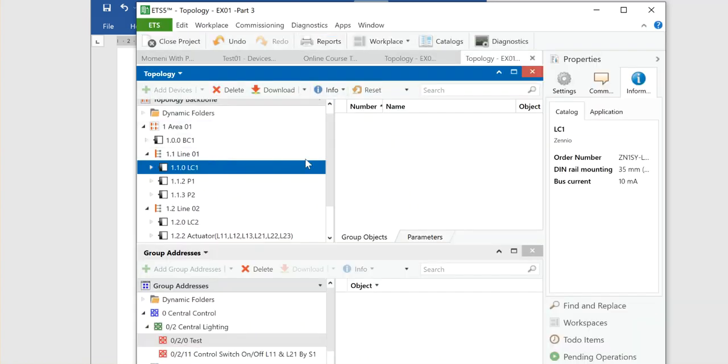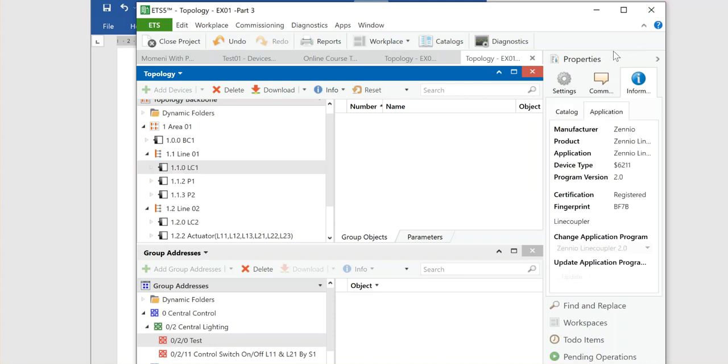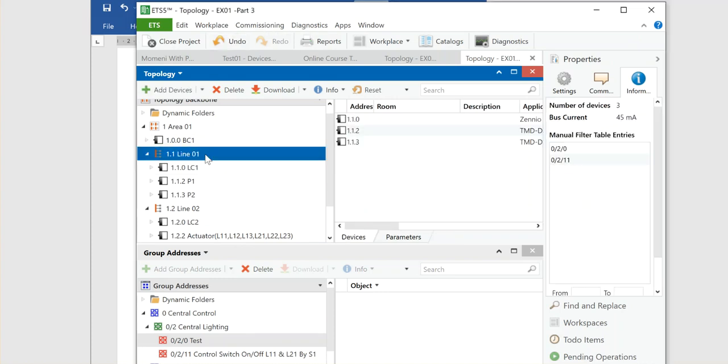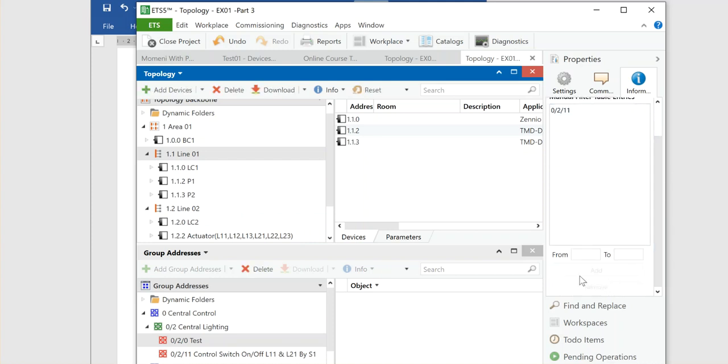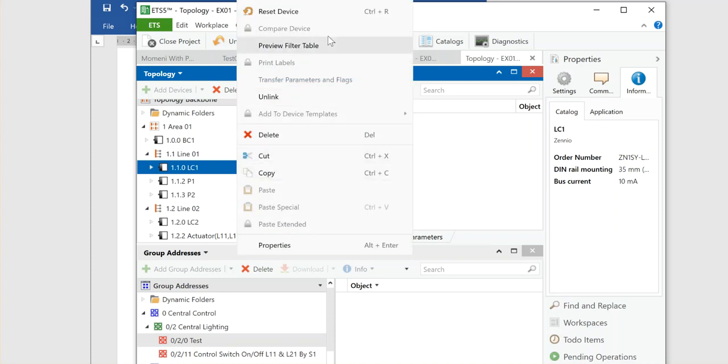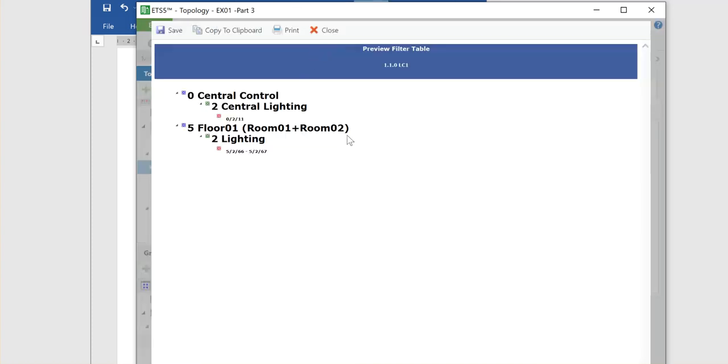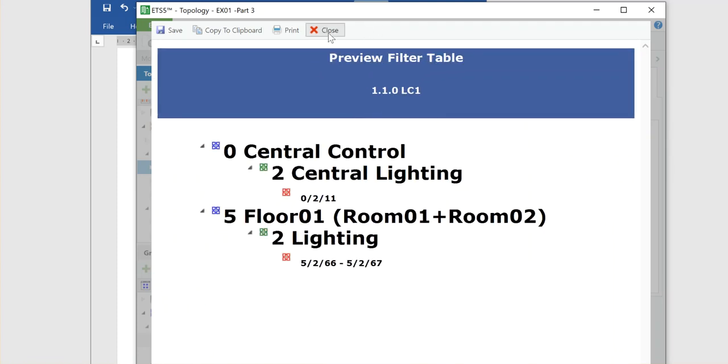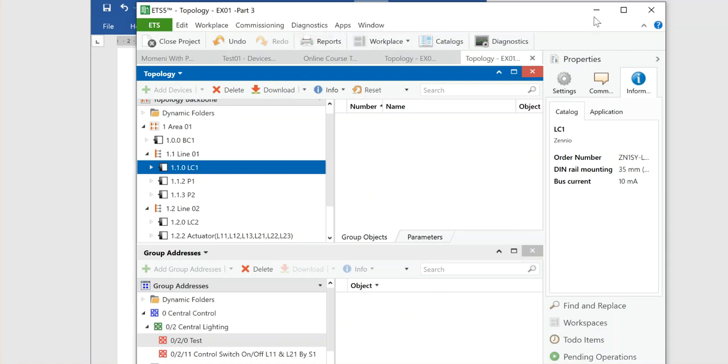You can click it here, come to the right hand side, and go to the information. If you want to delete it, you should press on line. On the right hand side you can see the 020 is here. You can select it for properties, information, and the table. Select it and click remove. That's it. Come to the line coupler again, do the preview filter table. You can see it's deleted. So you can add manually or remove manually from the filter table.